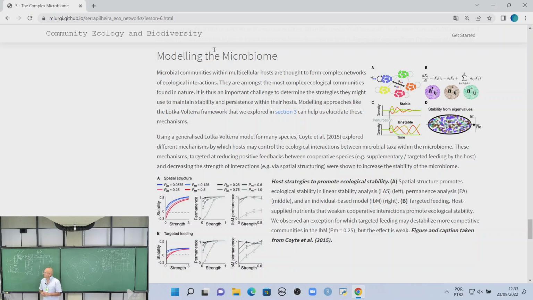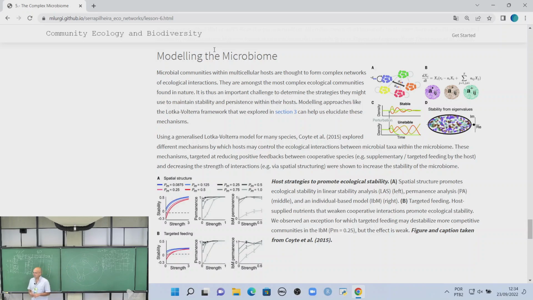And the other host strategy they tried here was to simulate the targeted supplementary feeding that some hosts give to their bacterial communities. The reason for these two things is that these kinds of systems are known to be very unstable when you incorporate mutualistic interactions, because of positive feedback loops and so on. So there is a suspicion that mutualistic interactions are probably not very common in microbial communities, or if they are, that they might be modulated by the hosts.